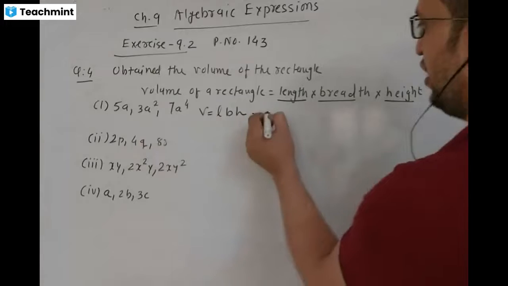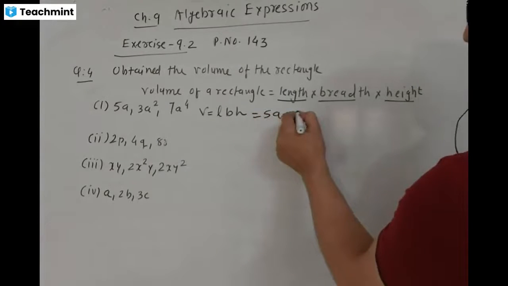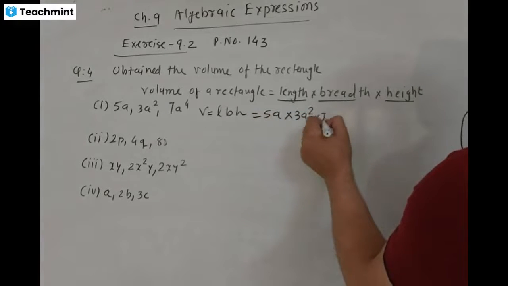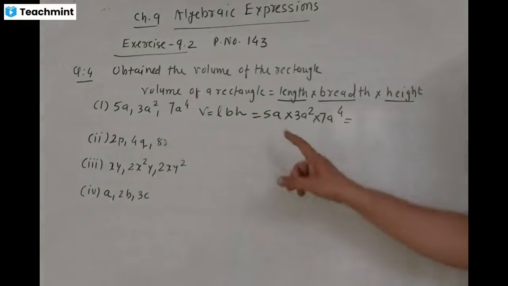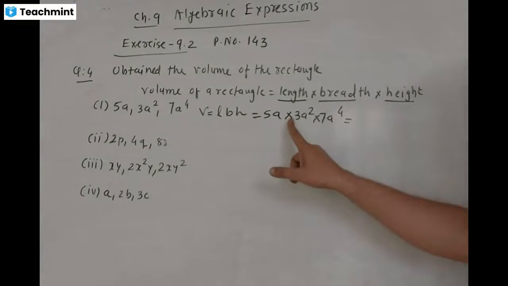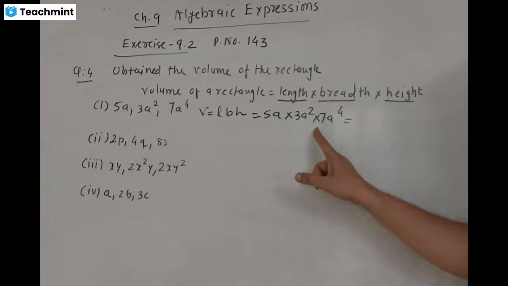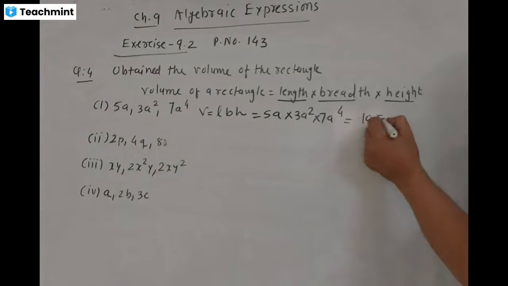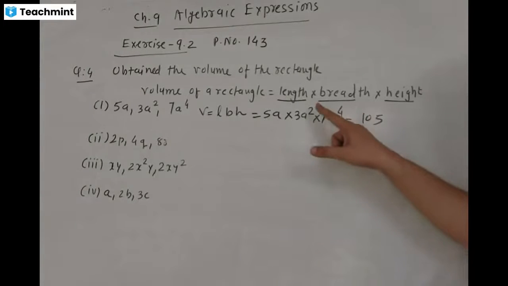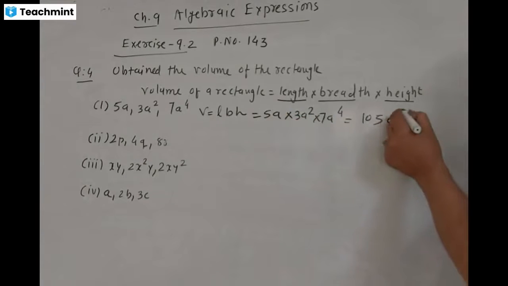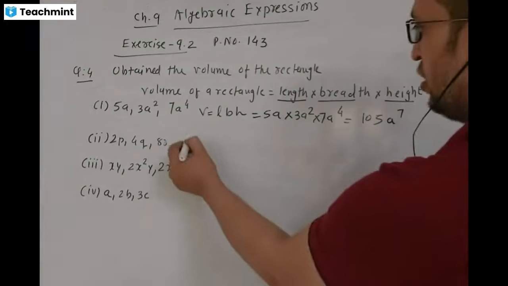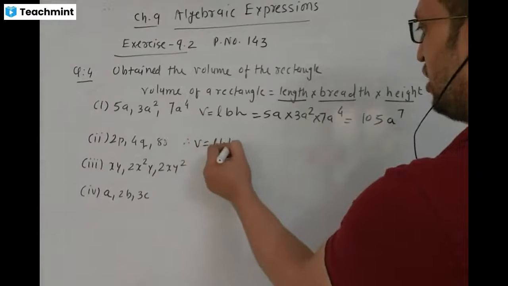What is length? 5a multiply 3a square multiply 7a raised to 4. So constant term multiply with constant term. 5 3s are 15. 15 7s are 105. How many times a? 4 plus 2 is 6. 6 plus 1 is 7. That is a raised to power 7.